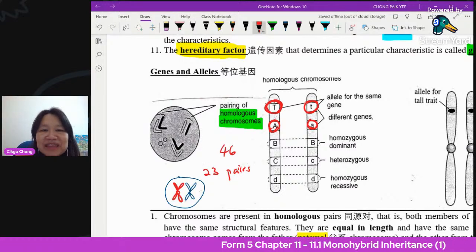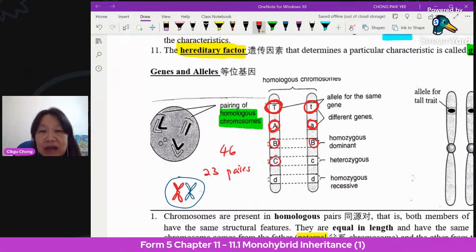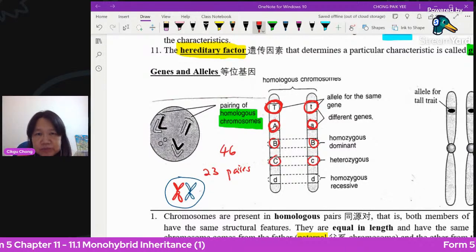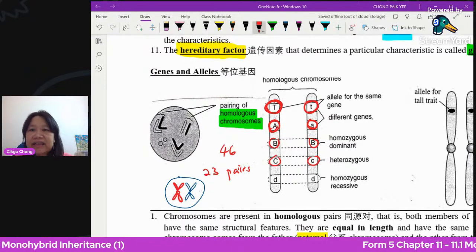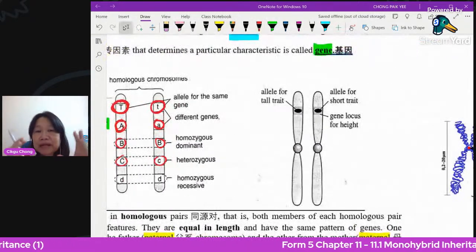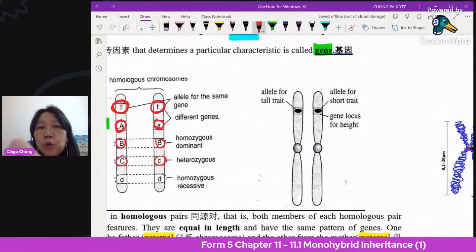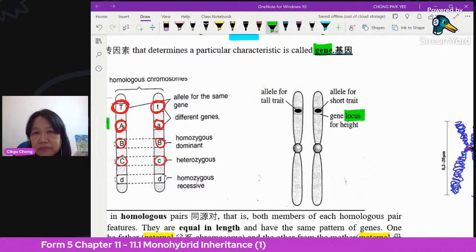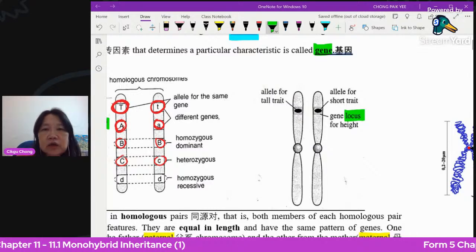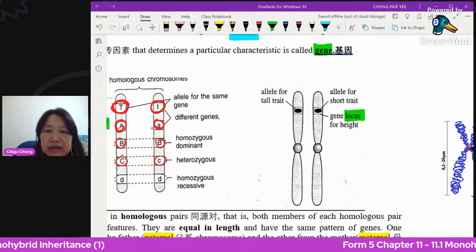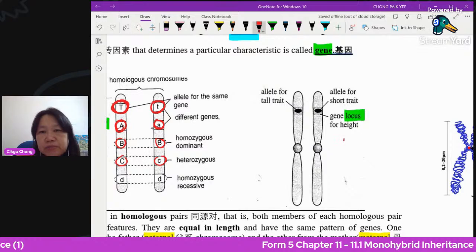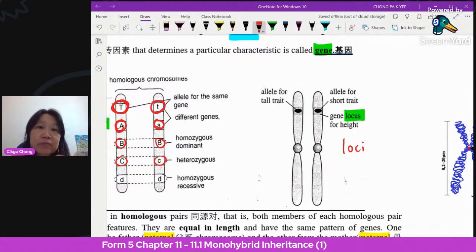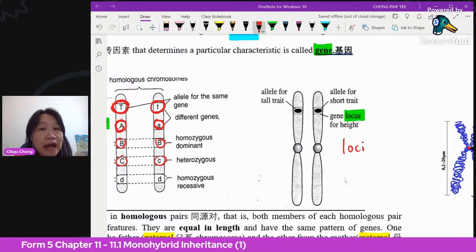You see, this one is called the pairing. This is called the pairing of the chromosomes, so they are called homologous chromosomes. And the place where it's found is called the locus. Locus is singular. If plural, we'll write it as loci.